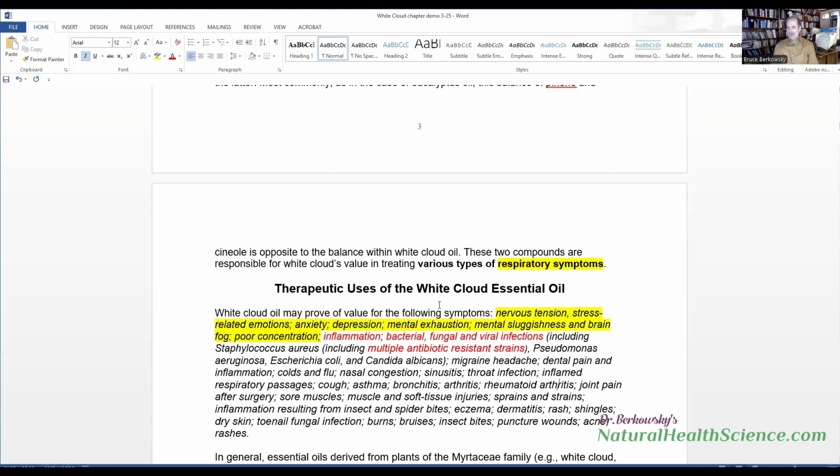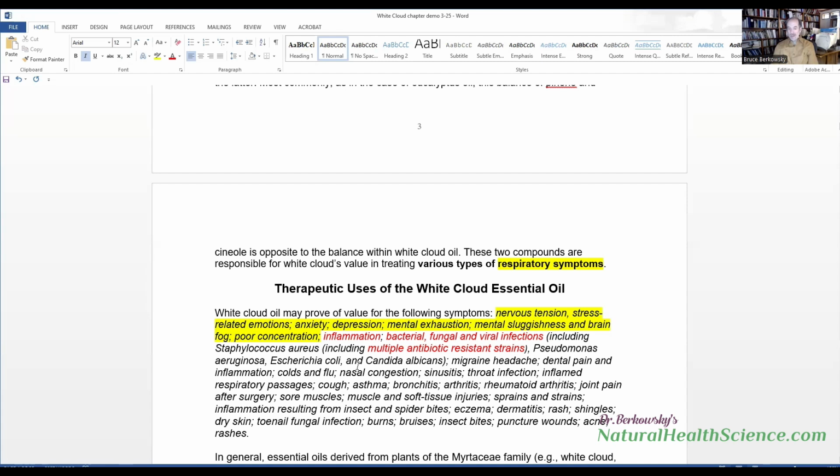So white cloud oil can prove useful against multiple antibiotic resistant strains. So you have this relative in the hospital, getting back to this scenario, and they have some type of skin presentation that's really becoming a real problem. It's so uncomfortable. It's beginning to drain, abnormal suppuration, and so forth. Think of white cloud. Pseudomonas aeruginosa, Escherichia coli, Candida albicans. These are some of the species that have been noted in terms of white cloud.